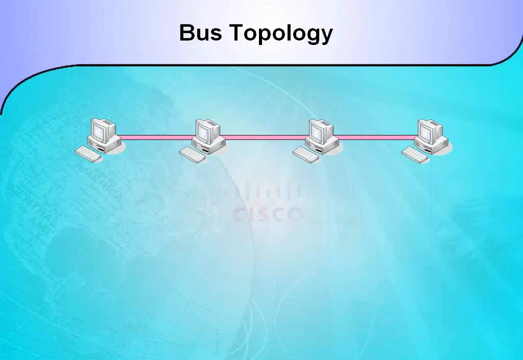Let's see the diagram. This is your bus topology, also known as linear topology, right? Your data can travel both ways. You can send and receive data from the first system to the last system and from the last system to the first system.